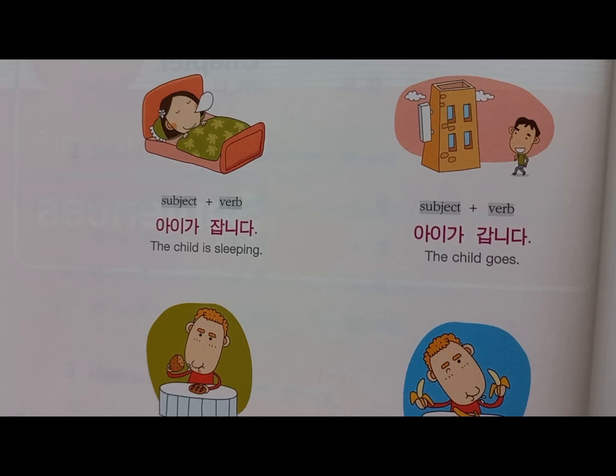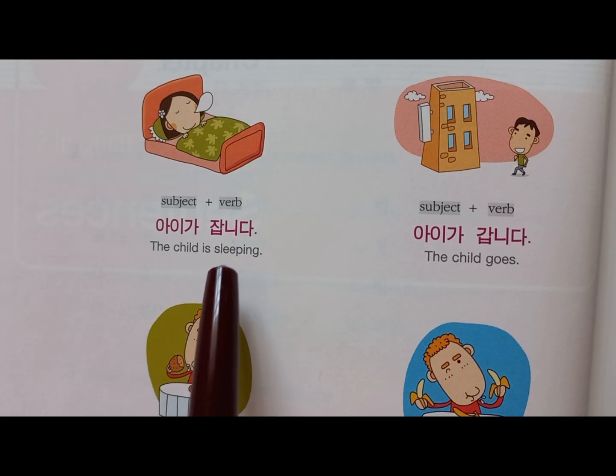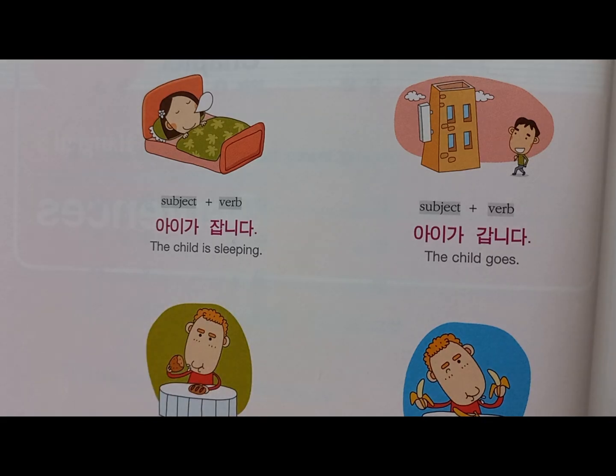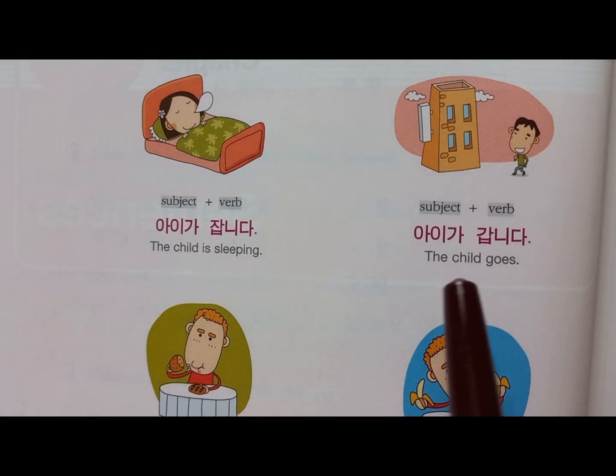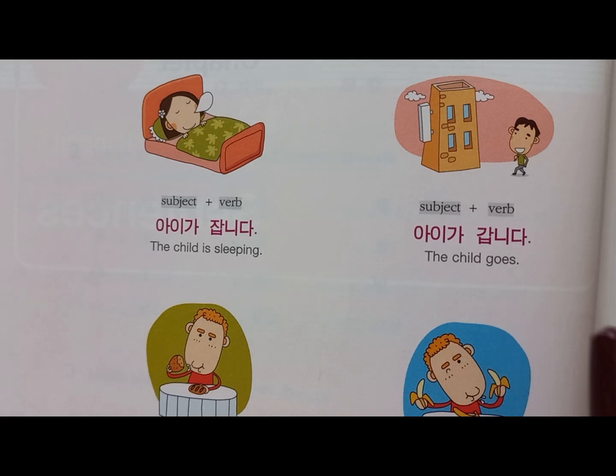Basic Korean sentences are ordered as follows: subject plus verb, or subject plus object plus verb. Subject plus verb example: 아이가 잡니다. The child is sleeping. Or 아이가 갑니다. The child goes.